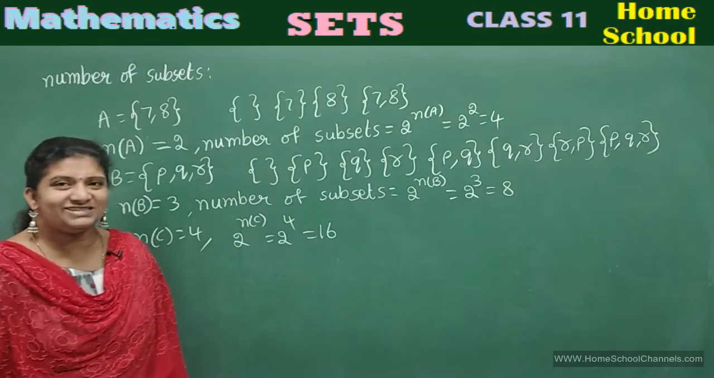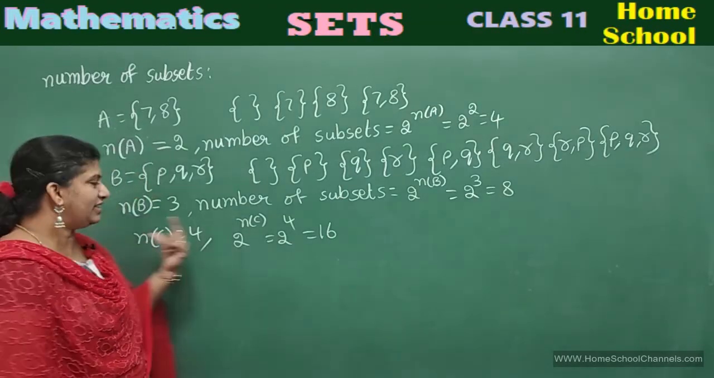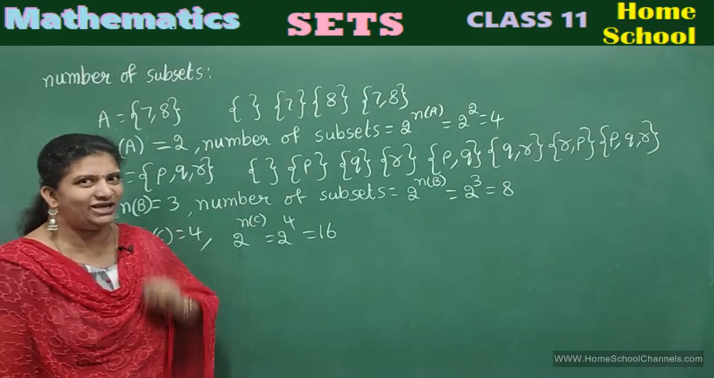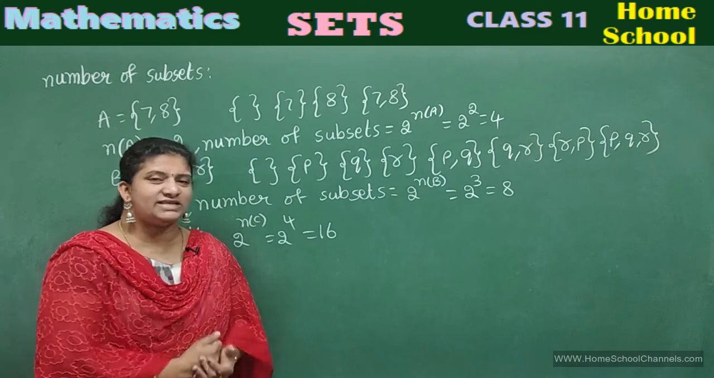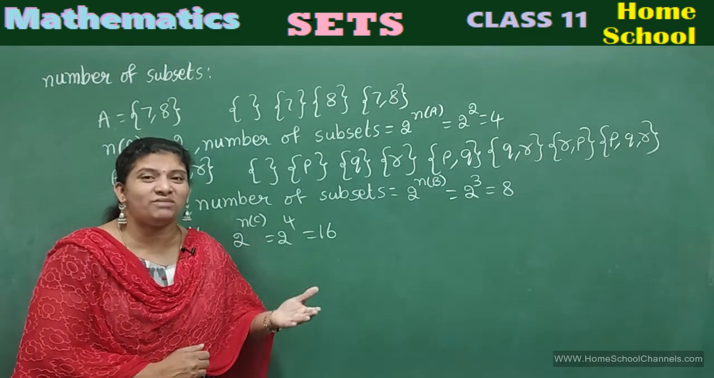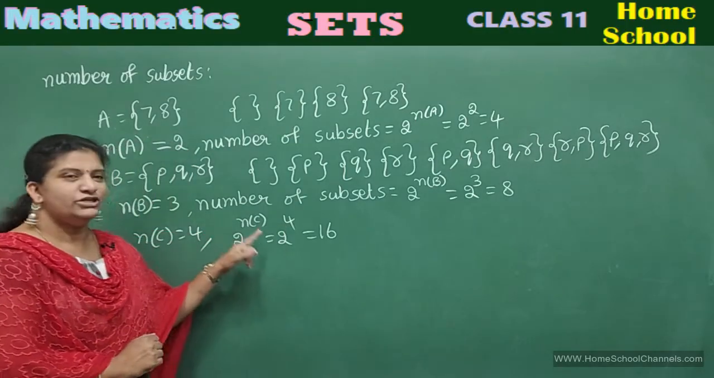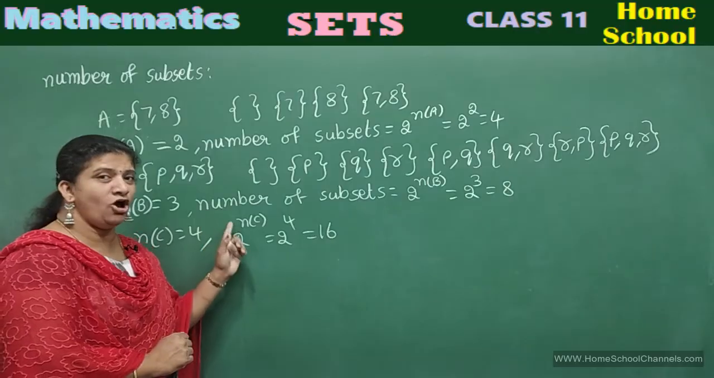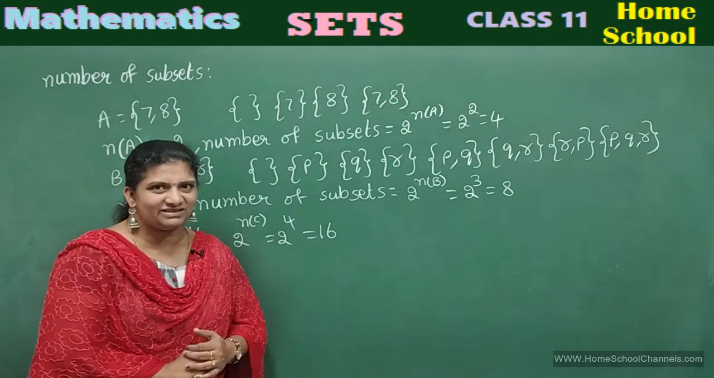How many subsets can you write from a set containing 4 elements? 16 subsets. If you know the number of elements in a set, you can work out how many subsets you can frame using that set. Very simple. It is 2 power n, where n is the number of elements in the set you take. That will give you the number of subsets.